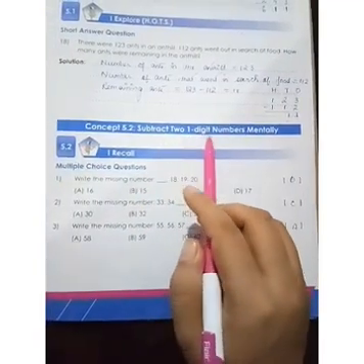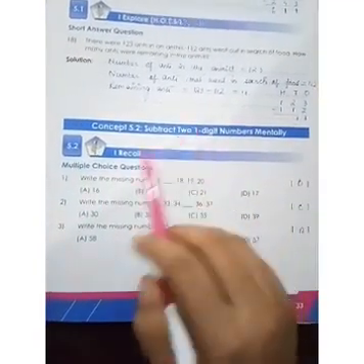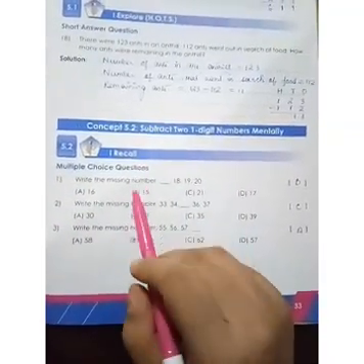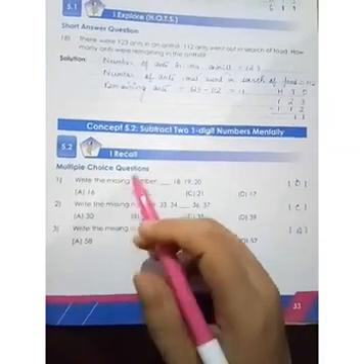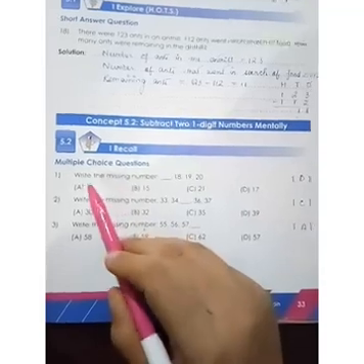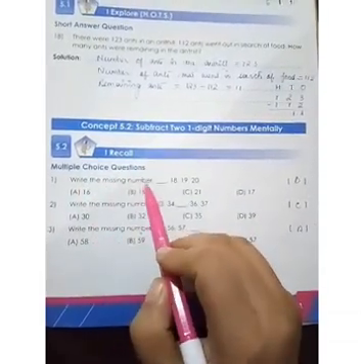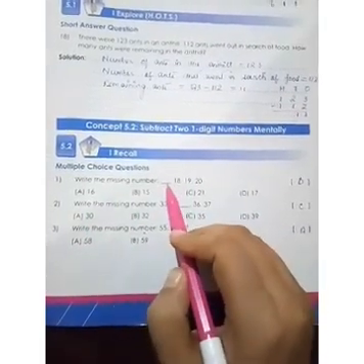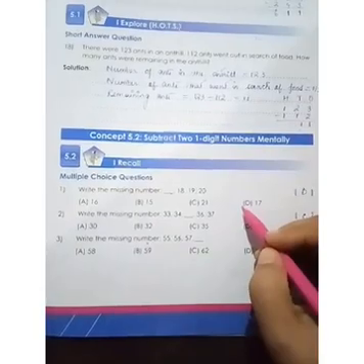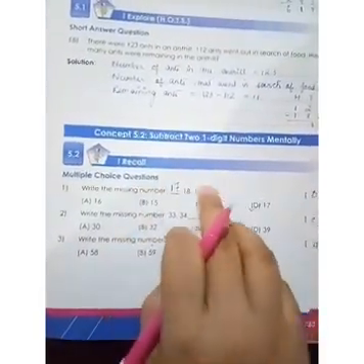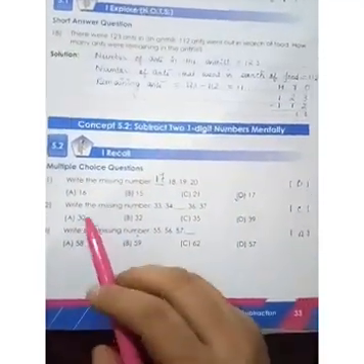The next topic is subtract two one-digit numbers mentally. Here some questions are given. These questions you have already got in class 1. You just have to bring back the memories. The first question is write the missing number: dash, 18, 19 and 20. What will come in the dash? The number 17 will come. So we will write here 17. These are before and after numbers, like we got in class 1.